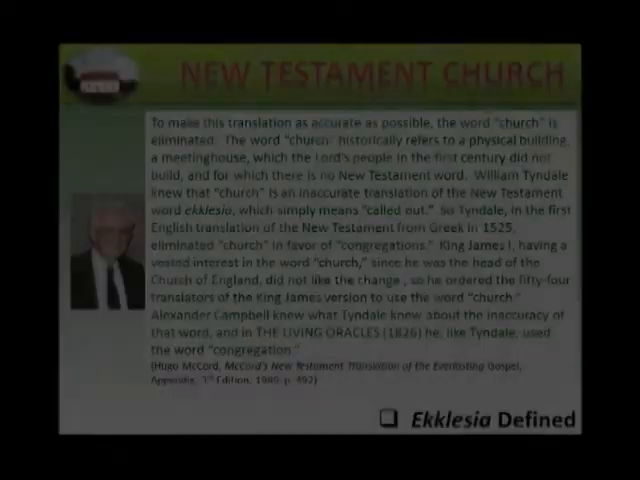Now Hugo McCord passed away May 14, 2004, and eventually he would go back to the word church. Why would he do that? Well, because people understood that church wasn't a building. It was a group of people. And he decided to make that change himself. It's his translation. He can do that. But you need to keep in mind that ecclesia is not talking about a physical brick and mortar kind of structure. It's talking about people.